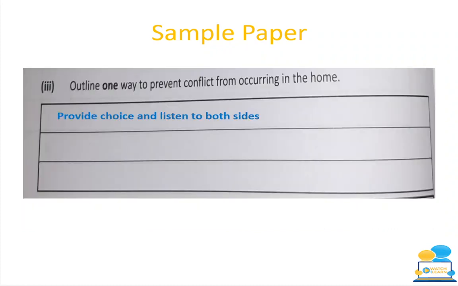Here is another sample paper. Outline one way to prevent conflict occurring in the home. So what I would say is listen to both sides, don't raise your voice, and provide a choice. So compromise.